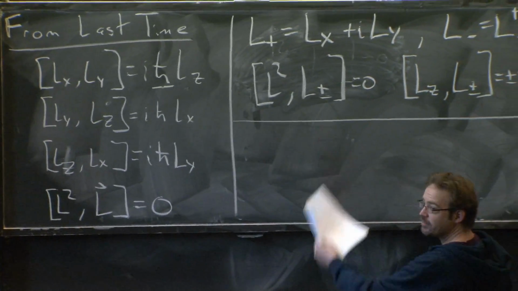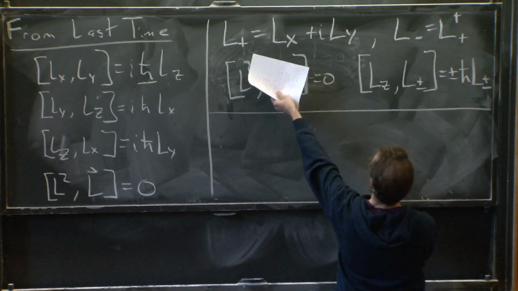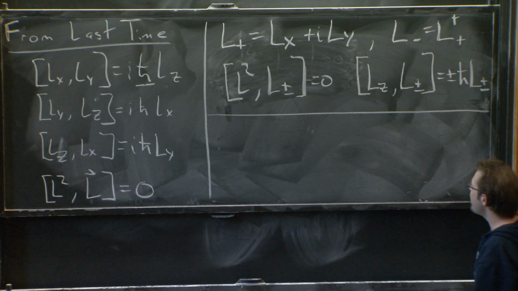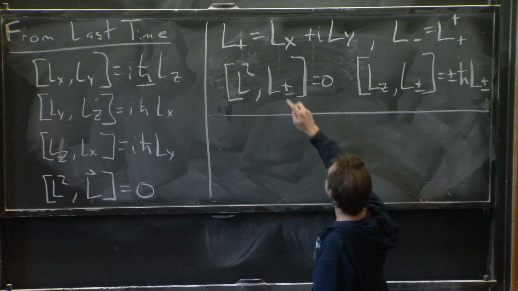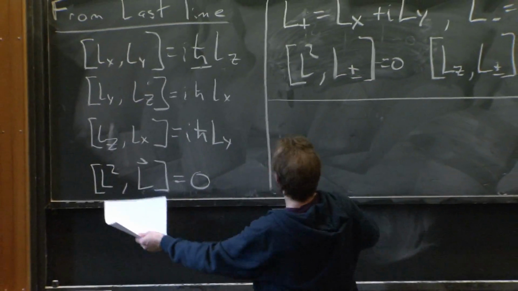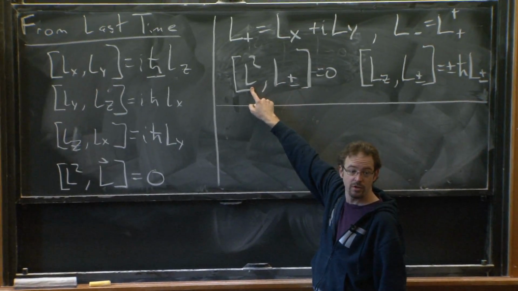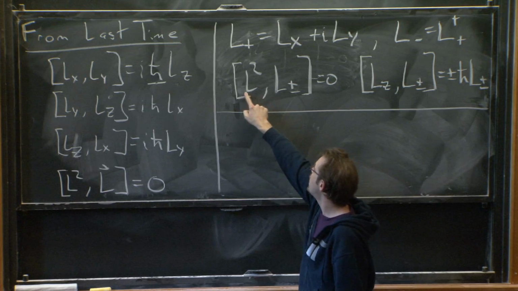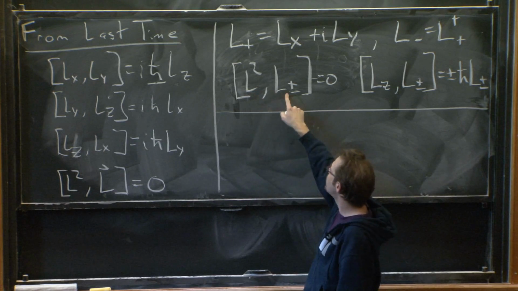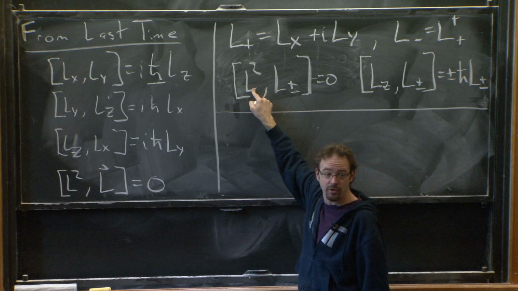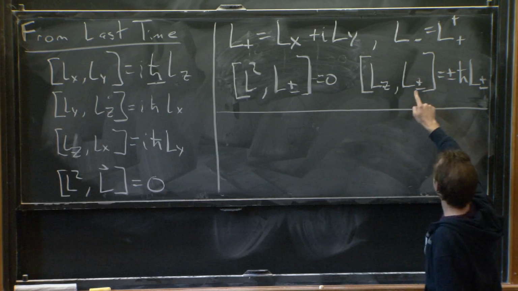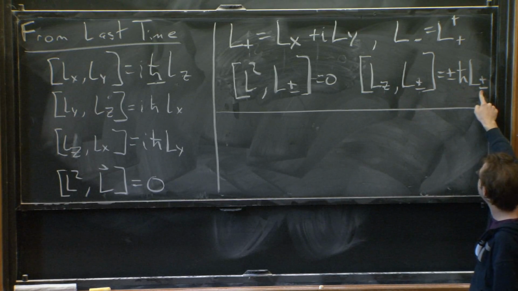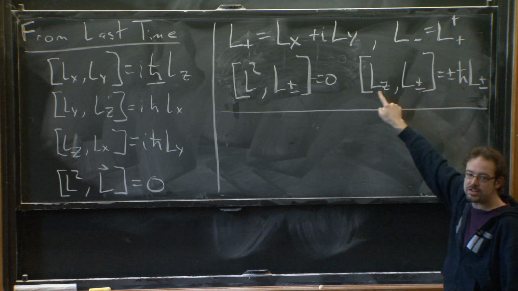In order to construct the eigenfunctions, it turns out to be useful to construct these so-called raising and lowering operators, which are Lx plus or minus i Ly. They have a couple of nice properties. The first is, since these are built up out of Lx and Ly, both of which commute with L squared, the L plus and minus commute with L squared. So if we have an eigenfunction of L squared, acting with L plus does not change its eigenvalue. Similarly, the commutator of L plus or minus with Lz gives us plus or minus h bar times L plus or minus.